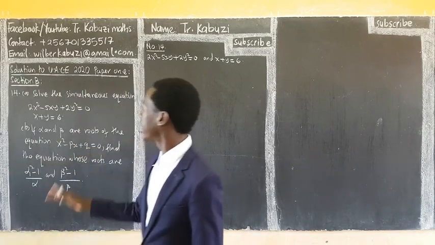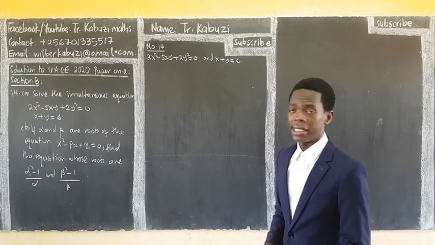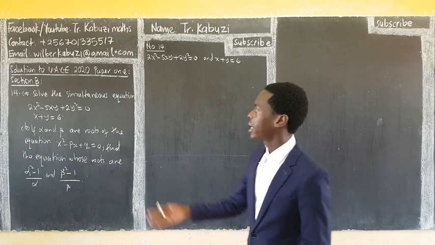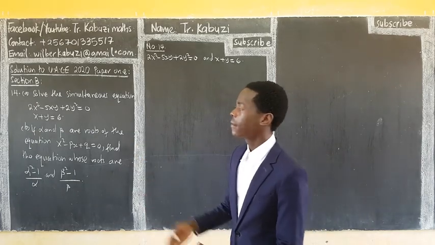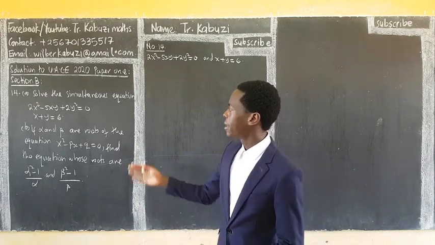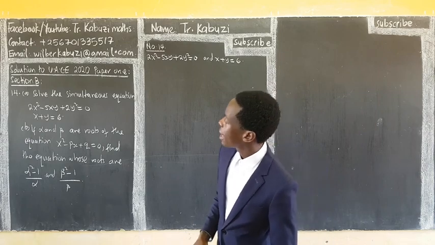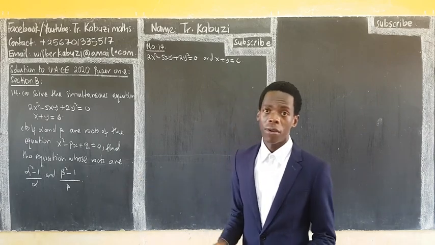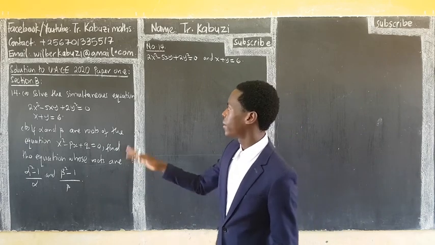Okay, so now here comes number 14. Number 14, first of all, it had equations where we have to solve simultaneous equations. Then we also have the idea of roots of quadratic equations. So we handle part A.